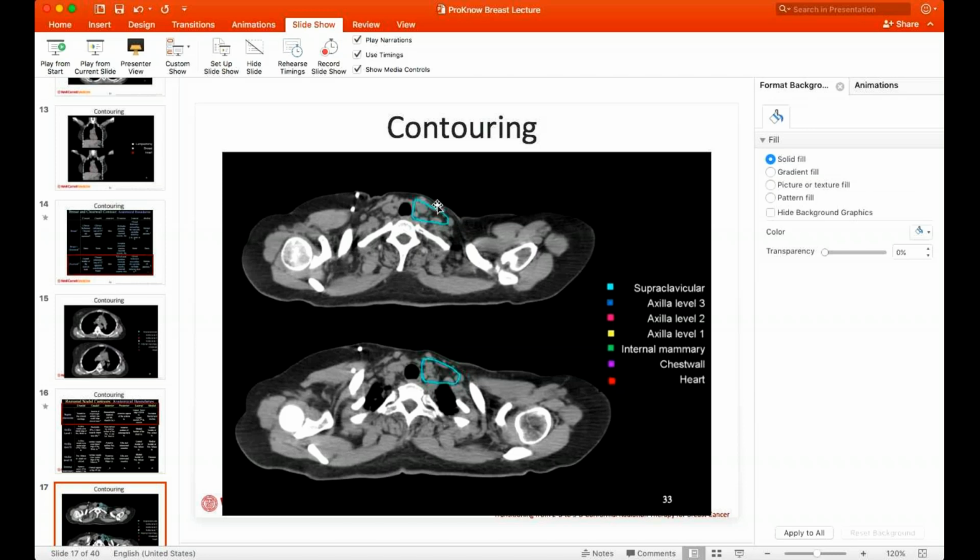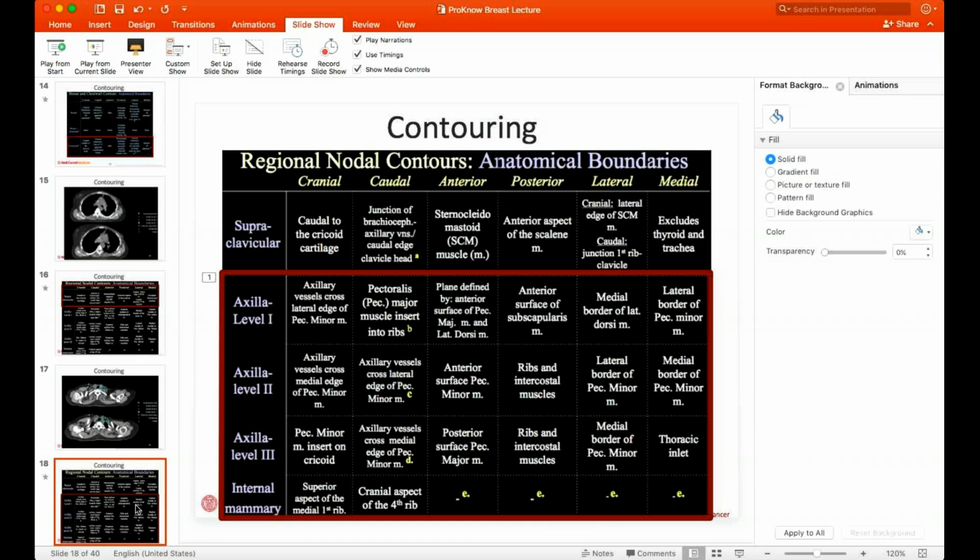Laterally, this person was a little bit more generous with their lateral border, but that's okay. Posteriorly, the scalene muscle is your border. So that is how ideally you should contour the supraclavicular lymph nodes. So next, you have the axillary levels.